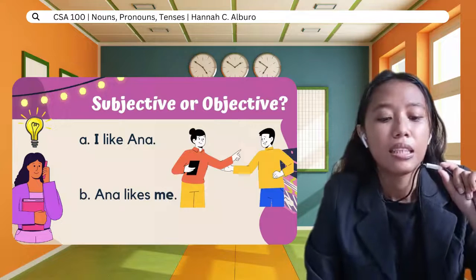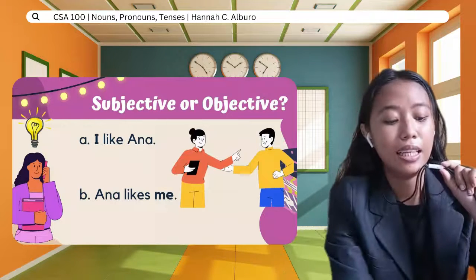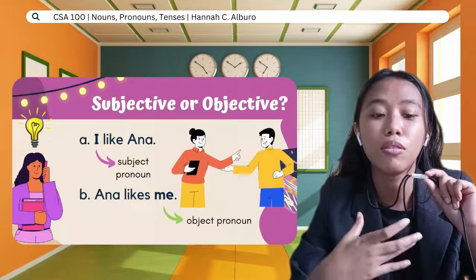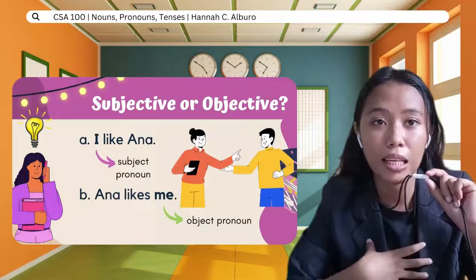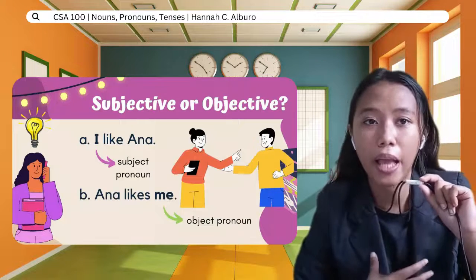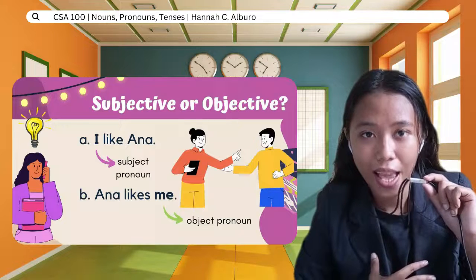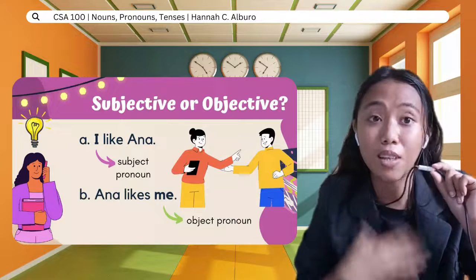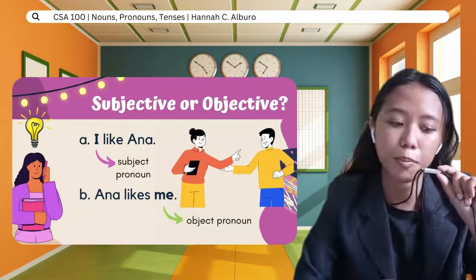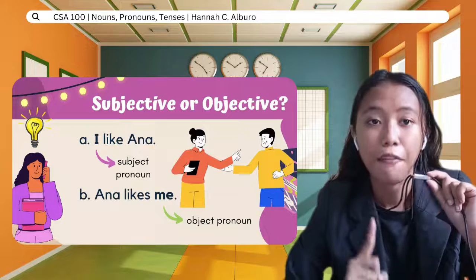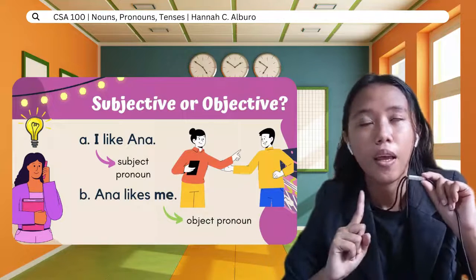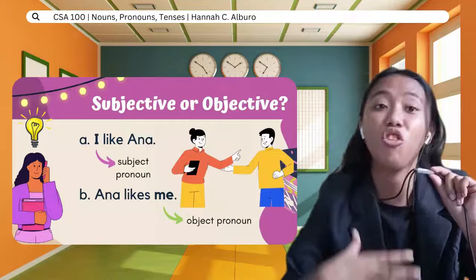Okay, sentence A is the subjective, or the pronoun I that functions as a subject. It is because the pronoun I in sentence A is the one doing the action of liking. And then in sentence B, Anna likes me, the pronoun me functions as an object pronoun because the pronoun me receives the action of being liked.